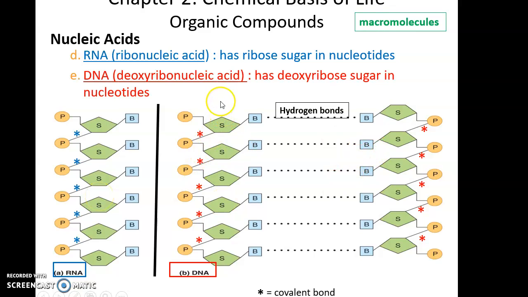DNA, on the other hand, is usually 2 strands of nucleotides, so 2 long strands of nucleotides that are covalently bound to each other. And its 5-carbon sugar is deoxyribose sugar. Now, these 2 strands of DNA are connected to each other by hydrogen bonds between the bases of the nucleotides. So that's how the DNA gets its double helix form, 2 strands connected via hydrogen bonding.